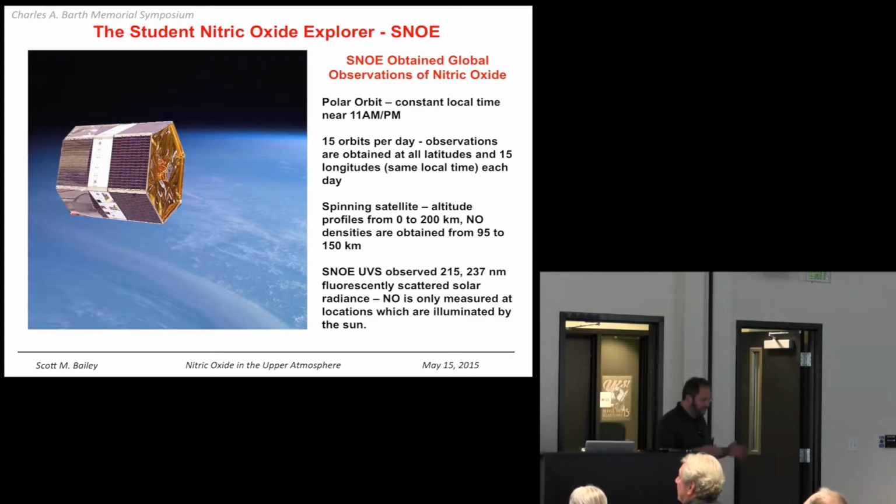Now, we'll get a little more into some of the physics, but how do we know everything we know about nitric oxide? It's a lot of chemical studies, it's a lot of lab observations, but one of the things Dr. Barth excelled at, as we all know, is observation from space. And he did several experiments to measure nitric oxide from space. I'm going to focus on one of them because it's near and dear to my heart, and I would argue it was very near and dear to his heart, and that's the SNOWY mission.